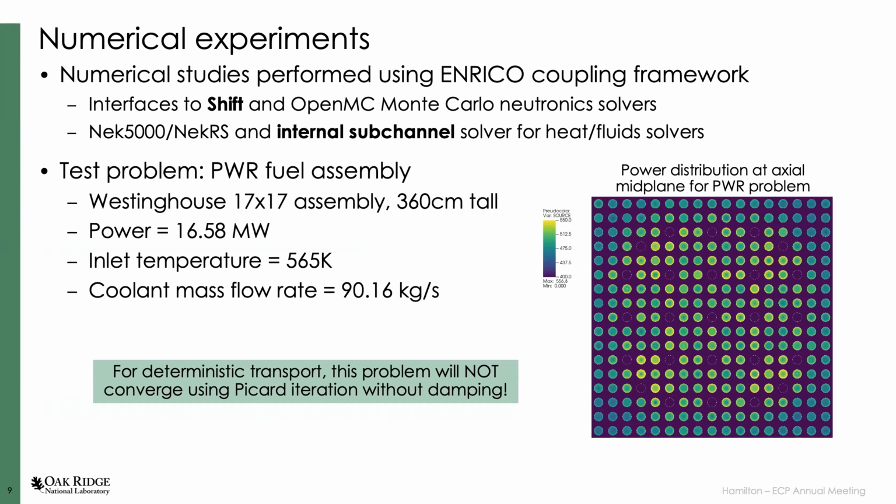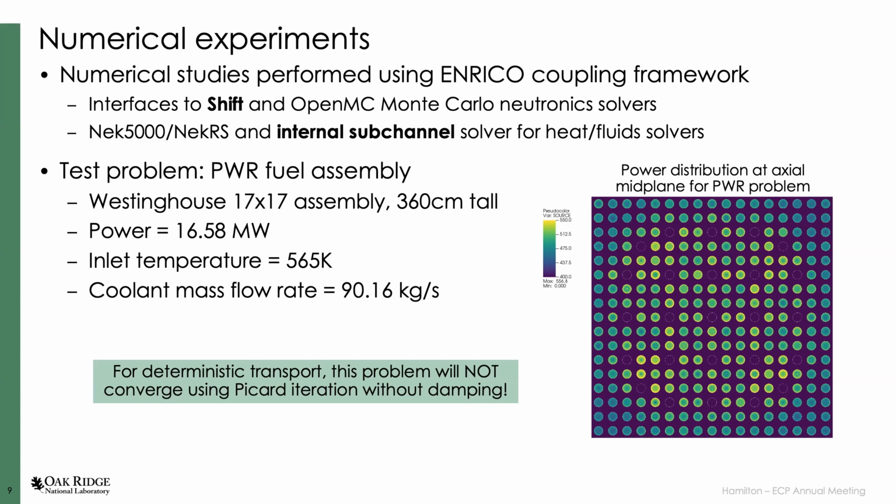The numerical experiments here are using the Enrico code. This was developed with ECP funding and XSMR. It allows us to toggle between using either Shift or OpenMC as our Monte Carlo solver. We can toggle between NEK, which is our CFD code, and a simpler internal subchannel solver for the thermal hydraulics. The test problem I'm going to use here is a pressurized water reactor fuel assembly. This is a full height commercial assembly, which is normally a more challenging problem for us.